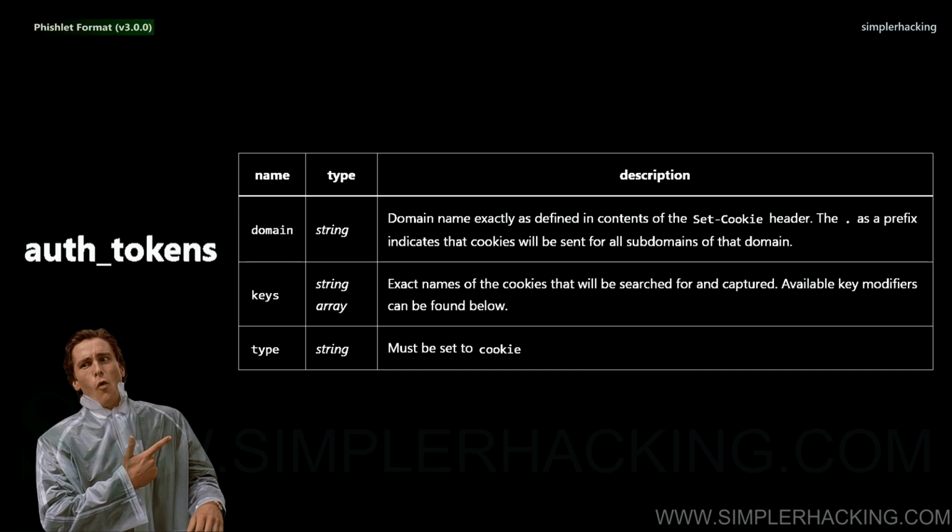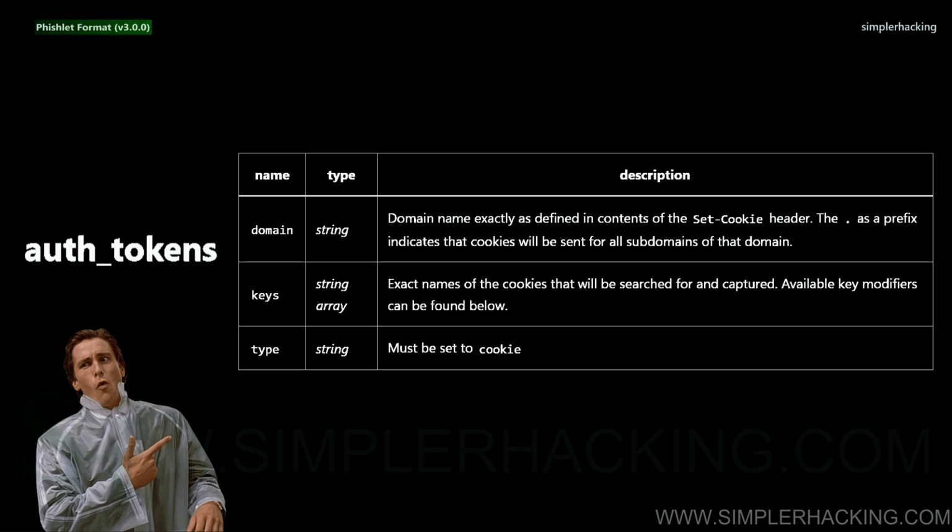The dot prefix is important and needs to be paid attention to when you are trying to capture authentication tokens from multiple subdomains under the same main domain. Let me say that again. The dot prefix is important when you are trying to capture authentication tokens from multiple subdomains under the same main domain. Think of instances when you're capturing tokens from both login.example.com and mail.example.com under a broader session.